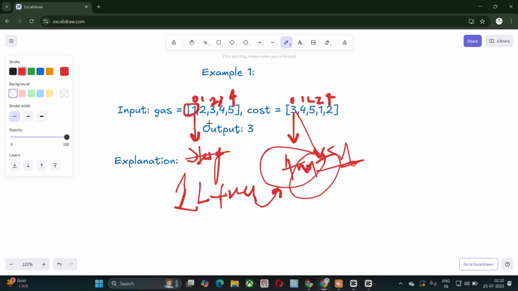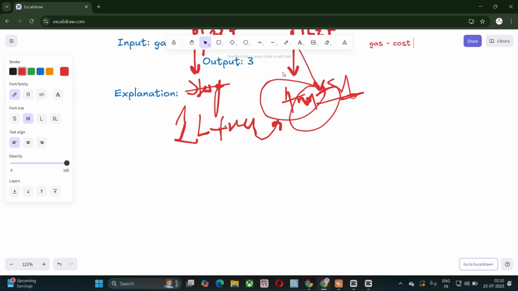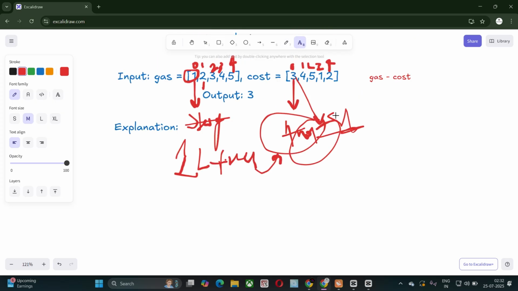Now this is our index 1 and this is 2. The formula says gas minus cost. So if I subtract the cost from our gas, I'll dry run it. I'll change the color.